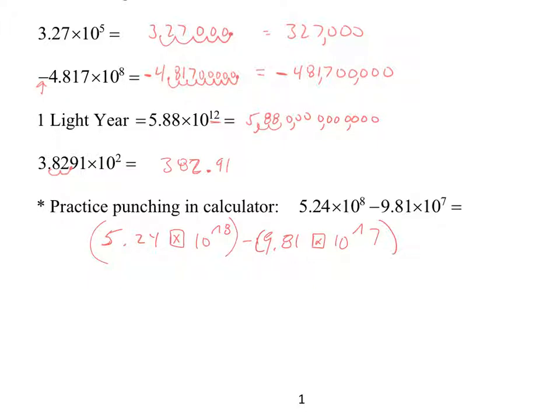So what do we do? 5.24 second log. We don't have a negative number answer here because when you think about this, this is 524 with 6 zeros there, minus 981. Right? This is 524 million minus 98,100,000. Okay? Do we need our calculator today? I would use your calculator on these.